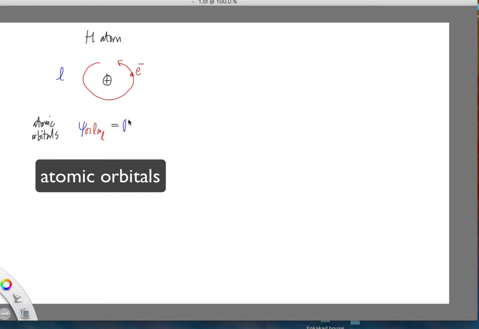A radial function which depends on the quantum numbers n and l, so this depends on the distance of the electron from the nucleus, and an angular function which depends on the quantum numbers l and ml, and this depends on the polar angles defining the orientation of the electron in space with respect to the proton.